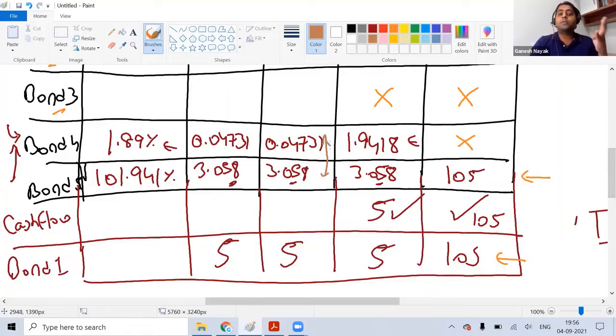So add 3.058 plus 0.04731 and minus it from 5. Then you will realize what is the remaining amount that is needed. What is the amount that is remaining that is needed?